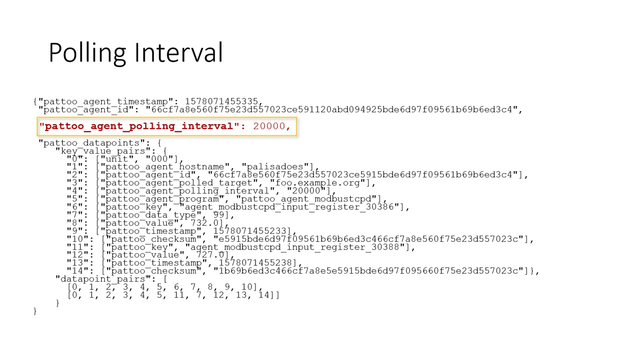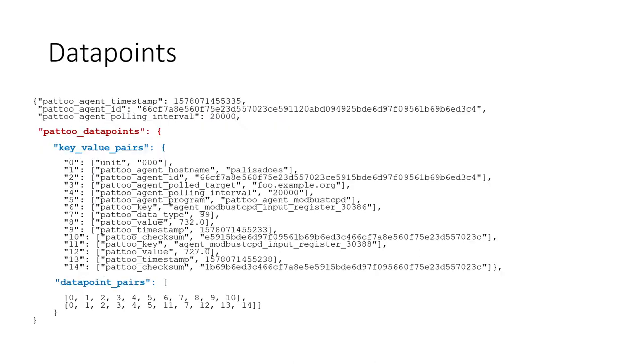After this, there's information that is very specific to the various types of data points that have been collected. That has a Pattoo data points key. Underneath this, there are 2 separate sections: a section of key value pairs and a section of pairs related to the data point. We'll cover this a little later. So hold on a second and we will continue a little more.